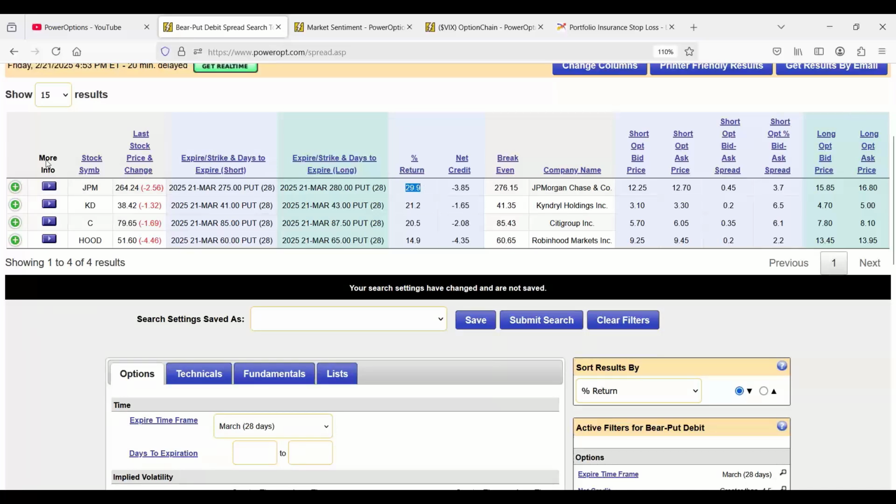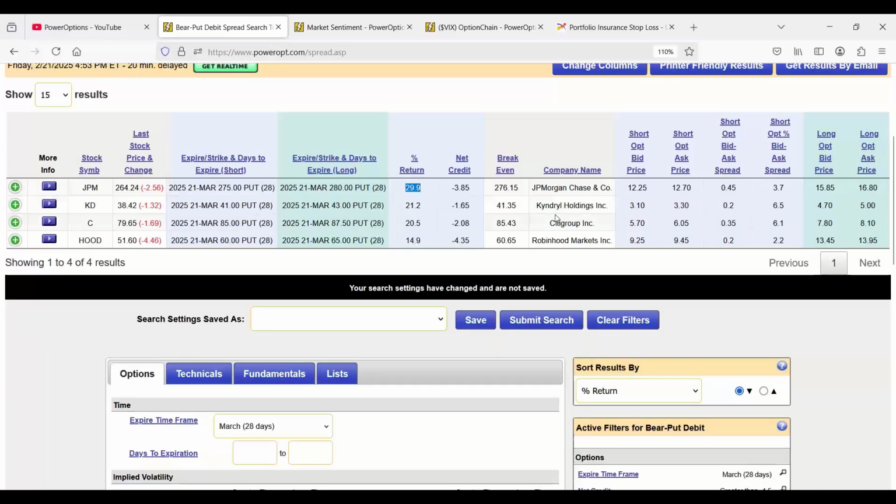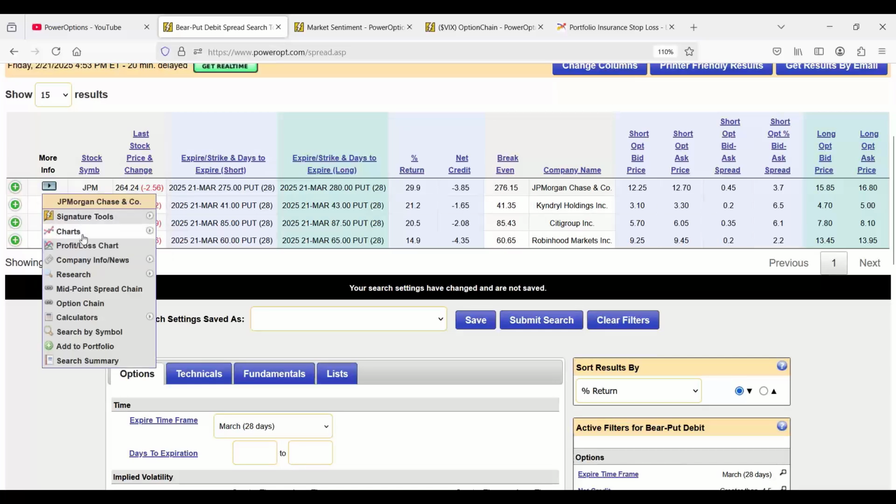I don't have probability select. Oh, yes, I do here. Where's my probability? Oh, I don't. Okay, so we did this on a different debit spread presentation, but I don't have the probability here. It's probably around 70%, 71% below 275. Okay, good bear put debit spread.